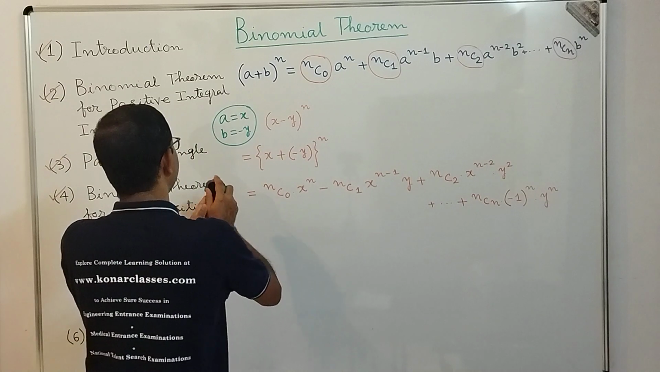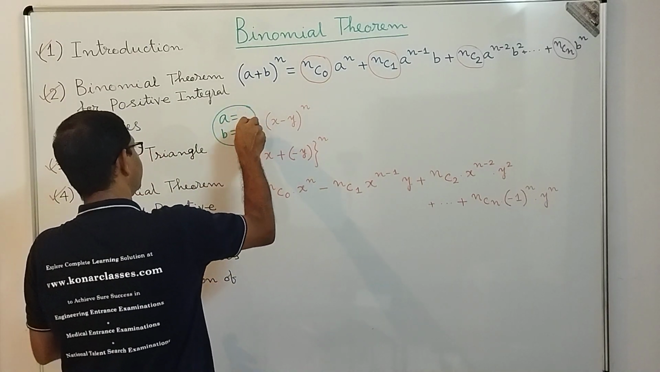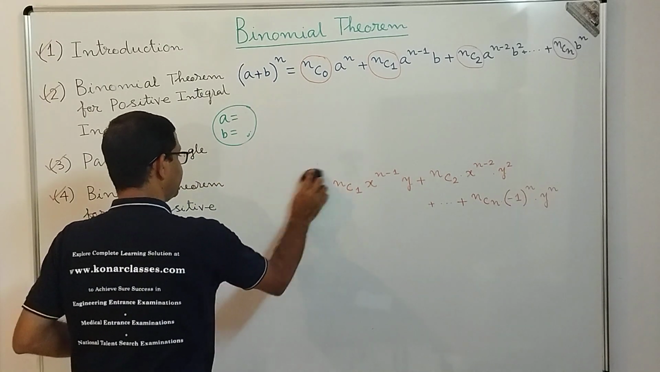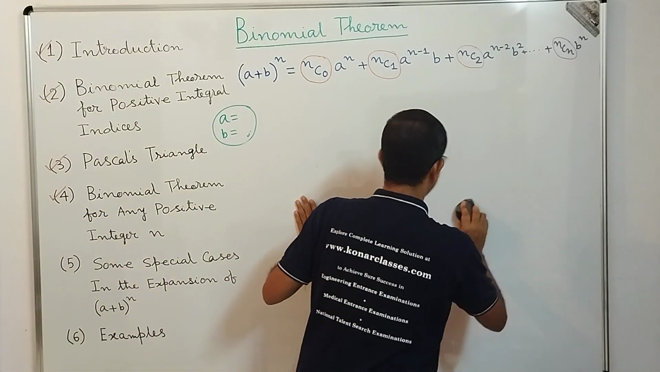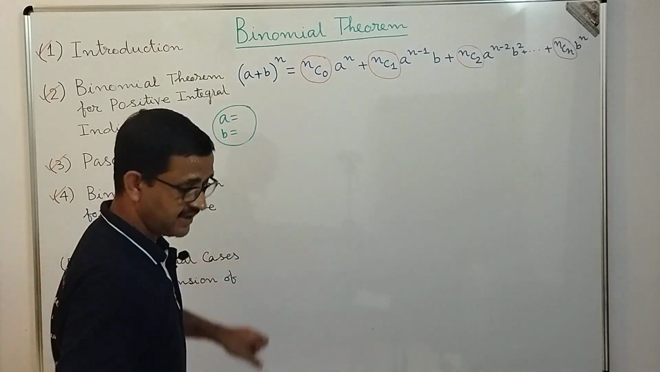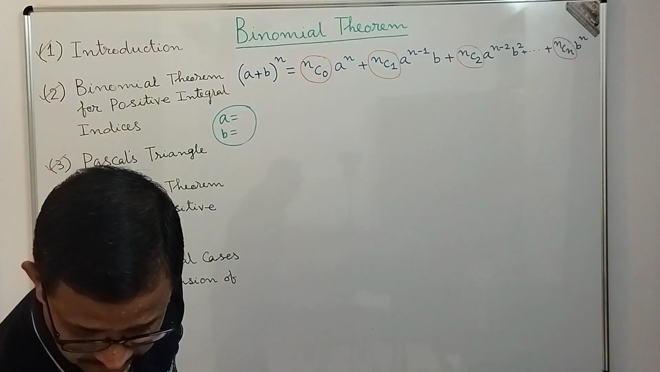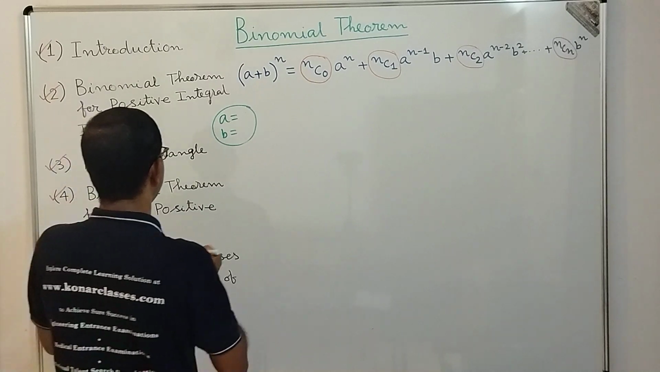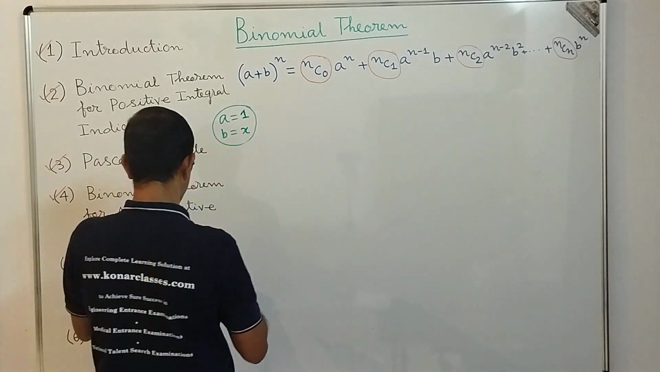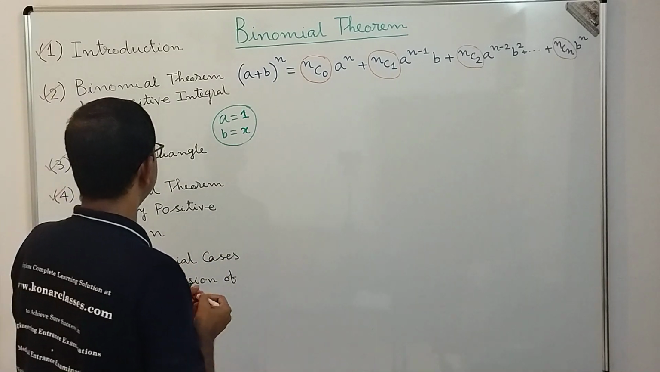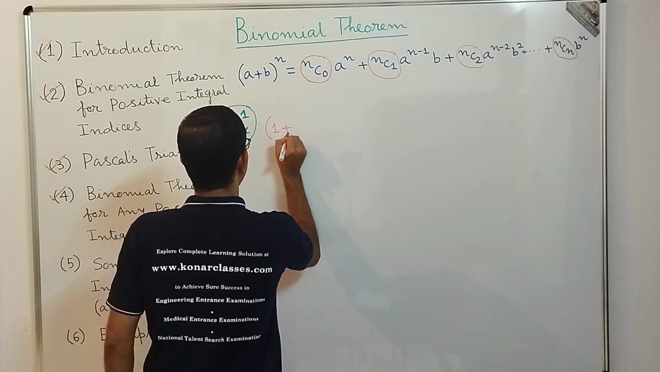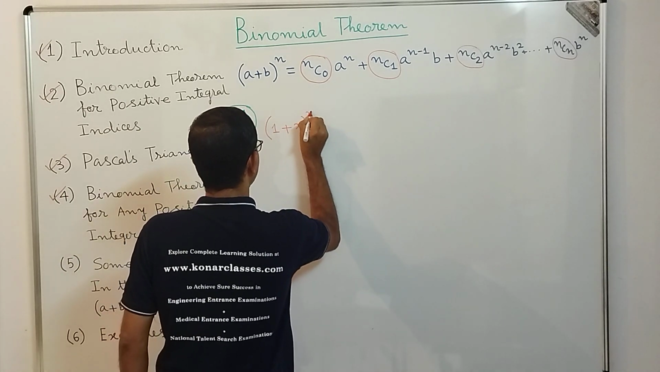Now, dear students, the next special case we are going to discuss is: let us consider a equal to 1 and b equal to x. Let's see what we are going to get. So here we consider a equal to 1 and b equal to x. So what we are going to get is 1 plus x power n.